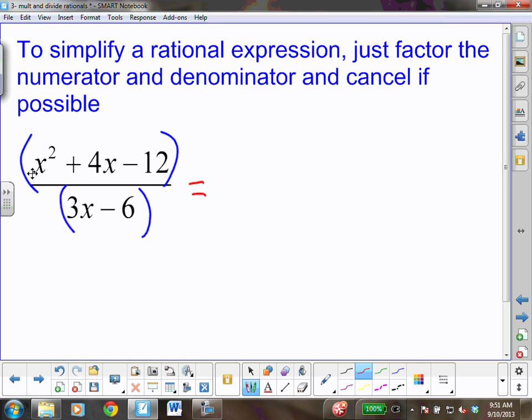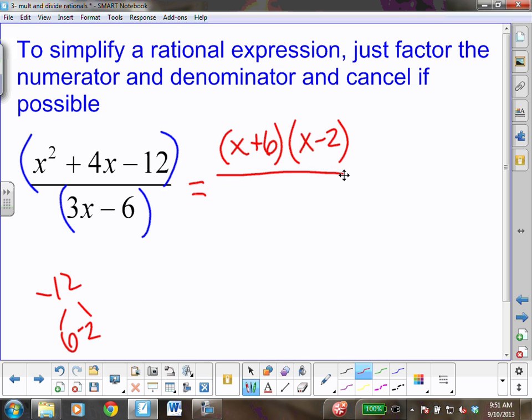So if we look at the top here, I have x squared plus 4x minus 12. I want to factor that, ignoring the bottom right now. So factors of negative 12 that add up to give me 4 would have to be 6 and 2. And the 2 would have to be the negative number because 4 is positive. Since the leading coefficient is 1, I can go ahead and factor this. So I have x plus 6 and x minus 2. That takes care of the top. It is completely factored.